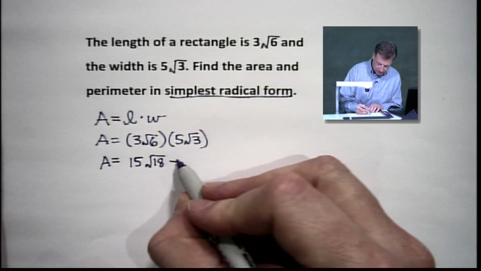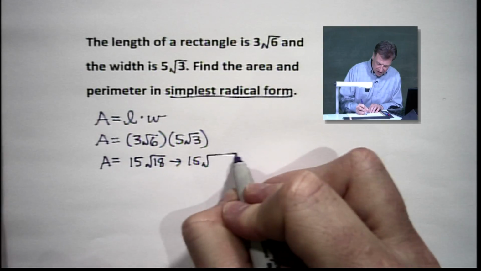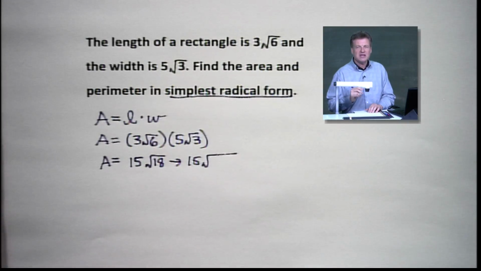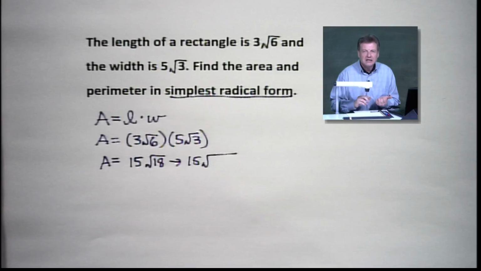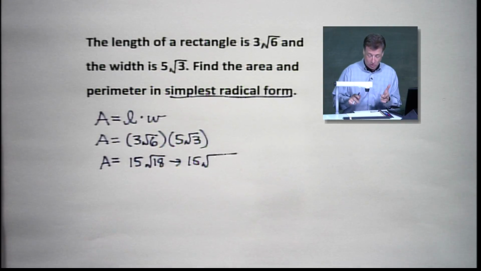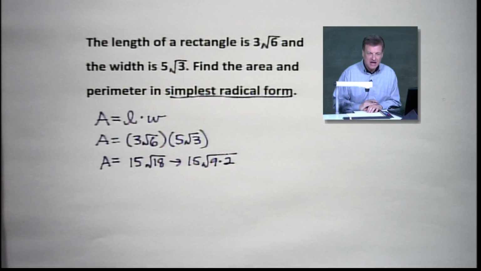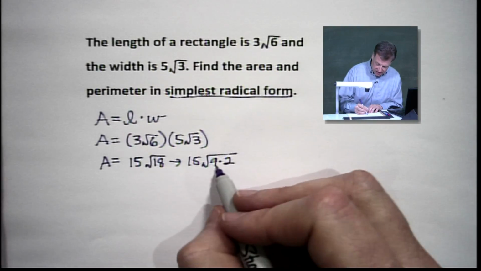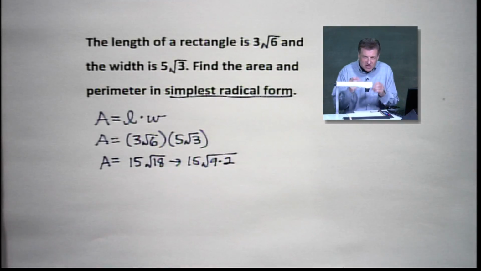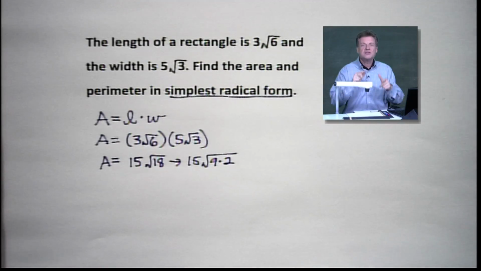We got 15. Think about the factors of 18. Well, 1 and 18 don't help us any. 9 and 2 are good. You know why? Because 9's a perfect square. So let's pop in that 9, bring the 2 out there for the ride. And what's the square root of 9, folks? You got that on the tip of your tongues? Of course you do. It's 3.